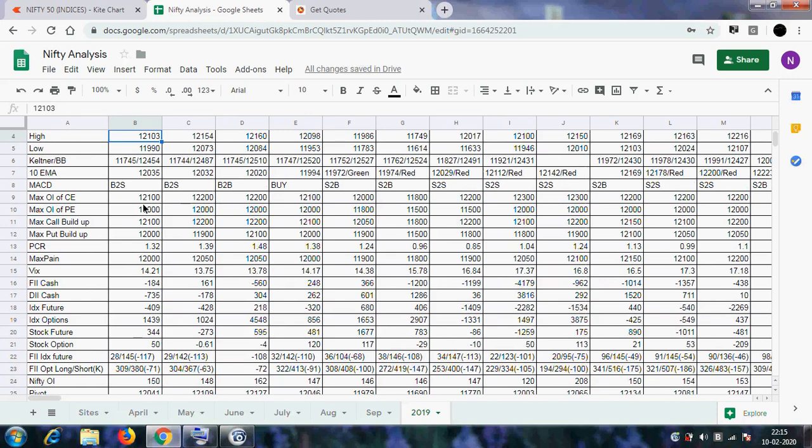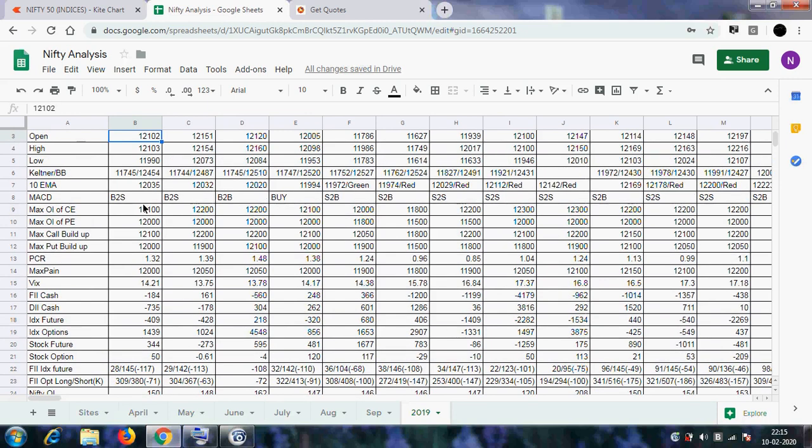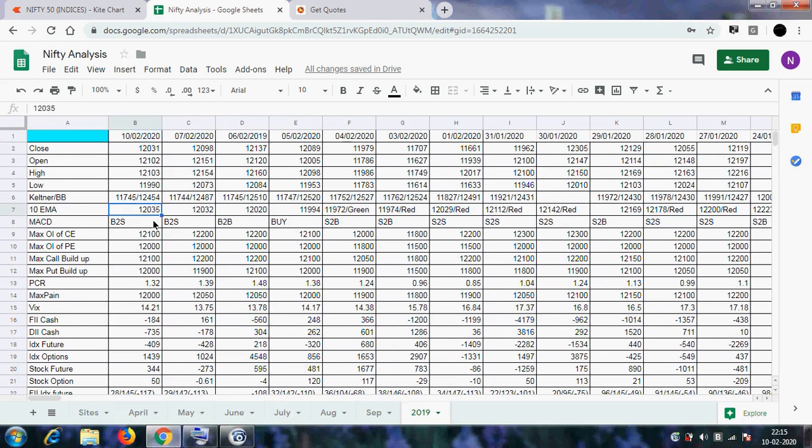This 10 period moving average is at 12,035. The market has closed just below that, which is a little bit negative. The MACD histogram is turning from up to down. Maximum call OI, previously at 12,200, is now coming to 12,100. That means resistance is coming down, which is bearish. Similarly, maximum put is holding this 12,000 level. Maximum put has been there for quite some time, 1, 2, 3, 4 days. That means this level is going to be really critical.